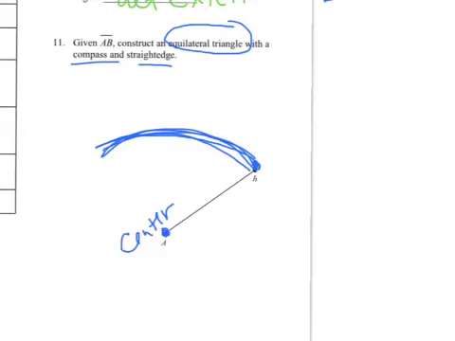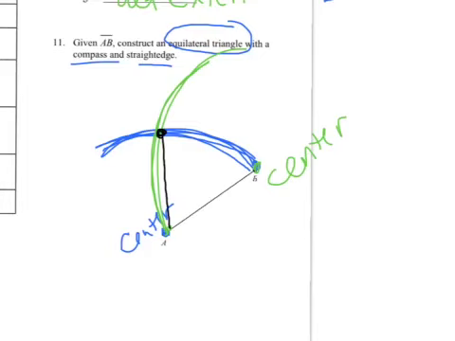And then I would move the compass over to this side using the same radius. So now I would put the center over here, and I would mark another arc with the same radius, so part of a circle. And then hopefully you notice that they meet at a point right here that is the same distance away. And if I connect this length and this length, you will get an equilateral triangle where all the sides are equal.